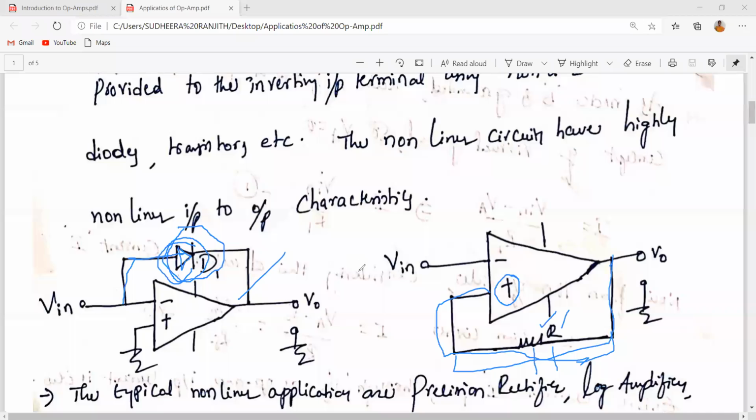So in non-linear applications, we mostly have to use positive feedback. That's why we use positive feedback. Sometimes, based on the requirement, we use negative feedback also. But in the negative feedback path, we will use non-linear components, that is a diode or a transistor, right?